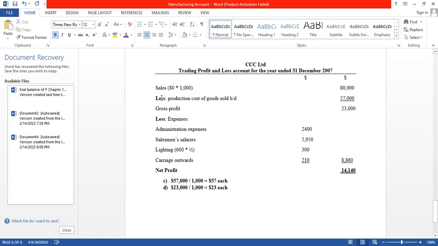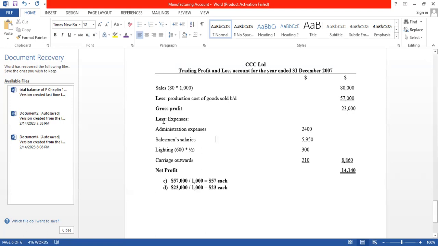Now it says that we are to less production cost of goods sold. In other words, sales take away production cost of goods sold, which will be $80,000 minus $57,000 equals $23,000. This $23,000 is our gross profit. That's our gross profit.